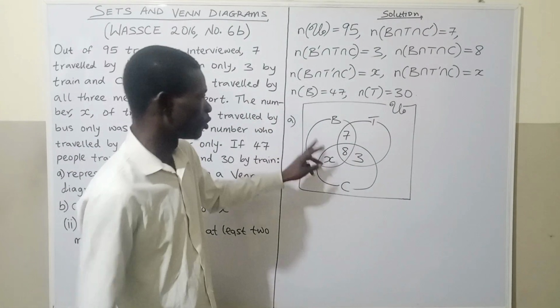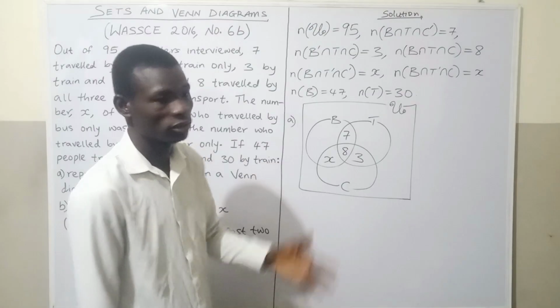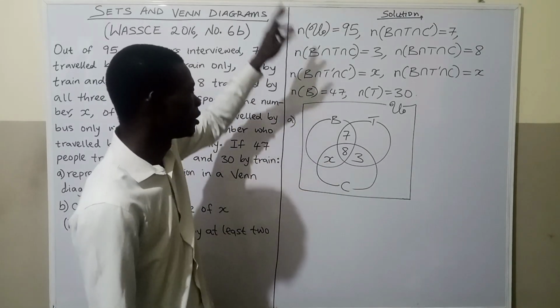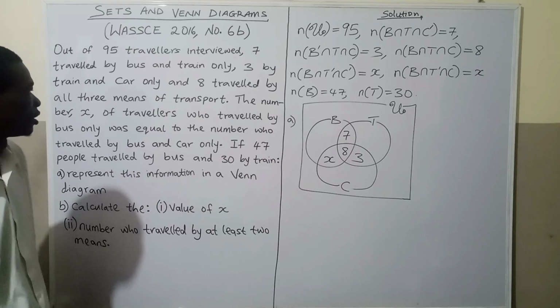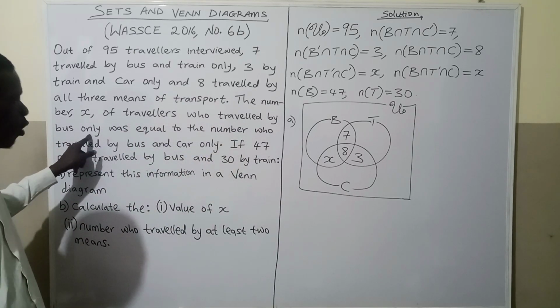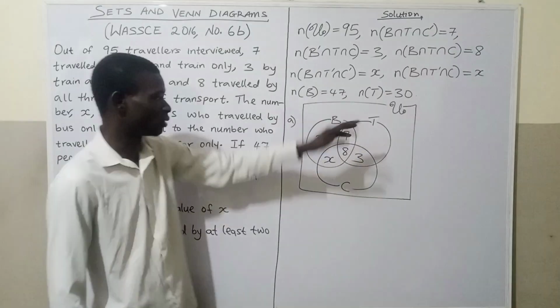Then we are going for the single means now. How many travelers travel by bus only? Those that travel by bus only are equal to X, because according to the question, it says the number X of travelers who traveled by bus only.